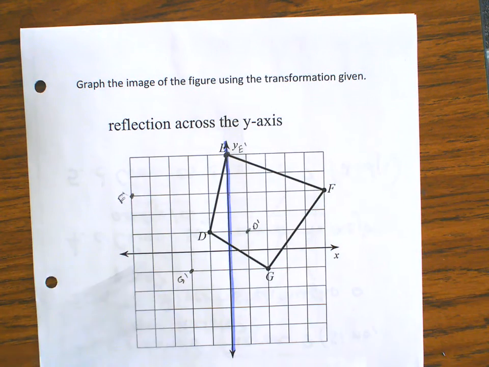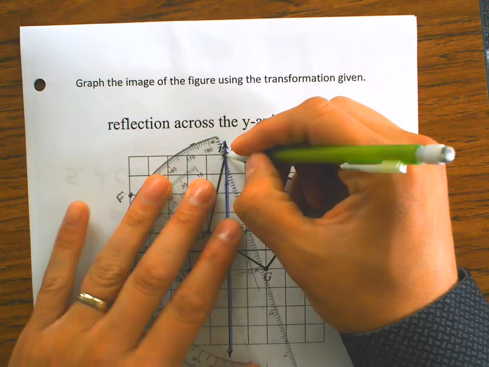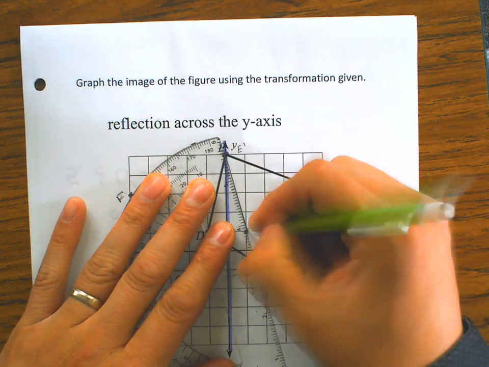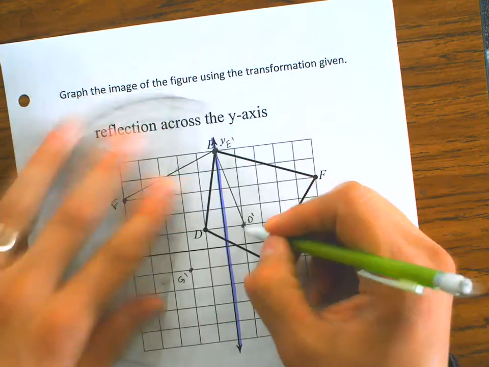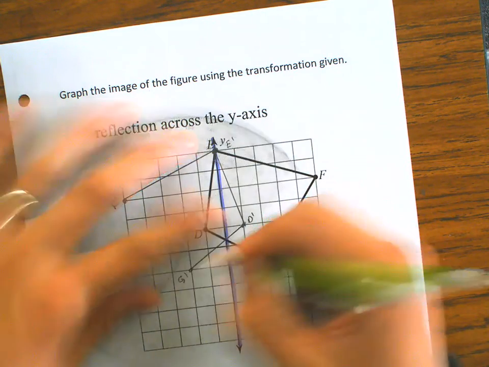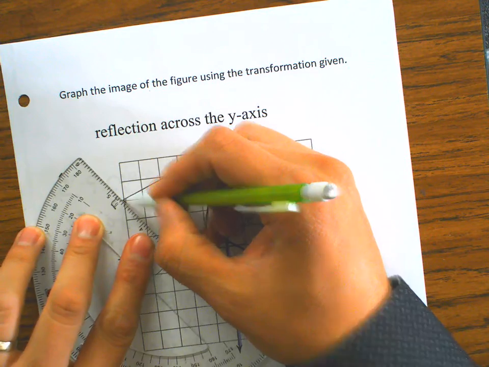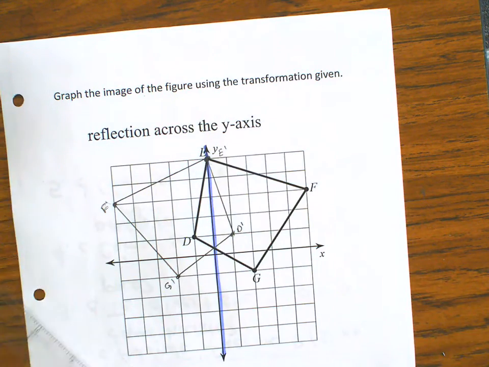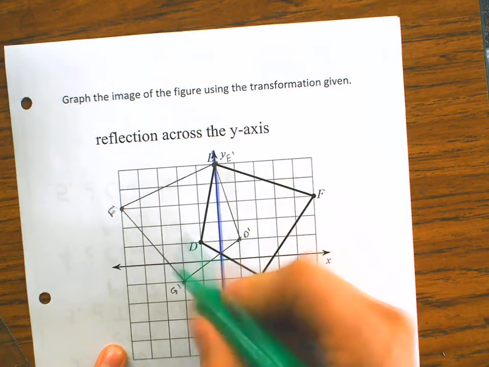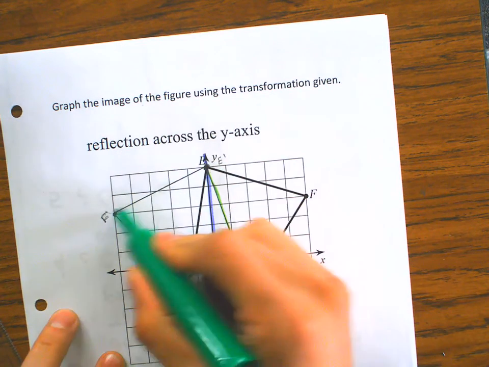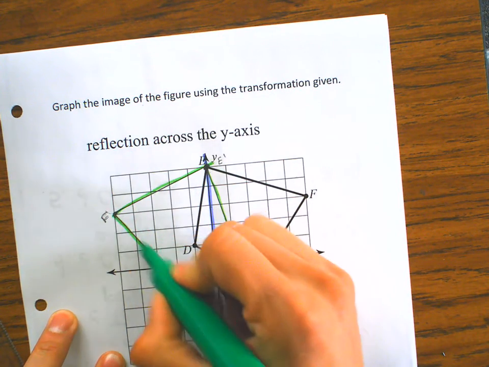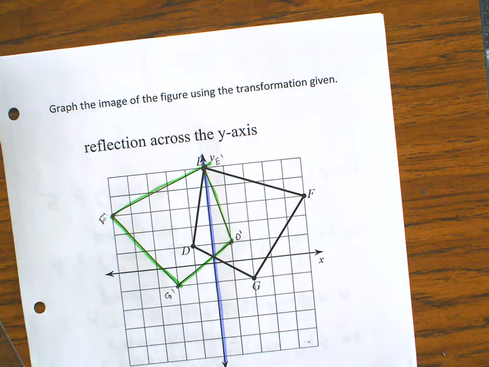So now we are going to connect them. Okay, we're going to connect them like this. And then I'm going to use a different highlighter just so you guys can see it a little bit better. Okay, and this is the reflection about the y-axis. Just remember that when you're reflecting about any line, if that point is on the line of reflection, it's going to stay there.